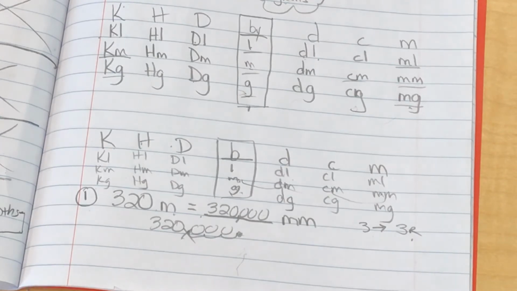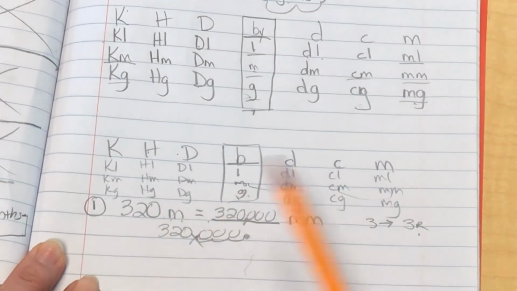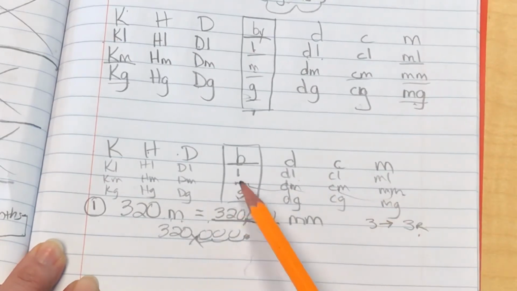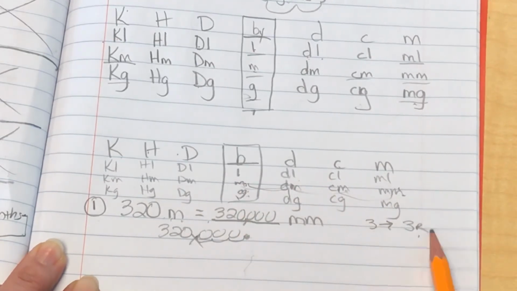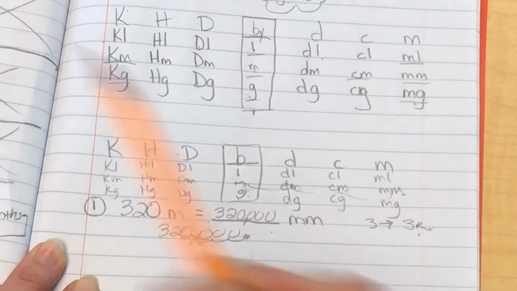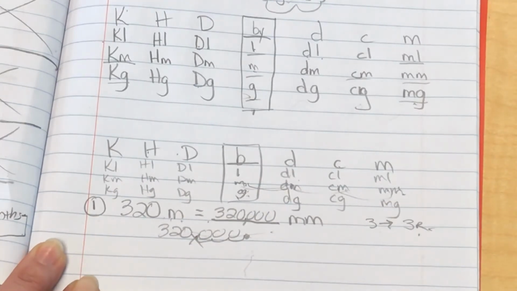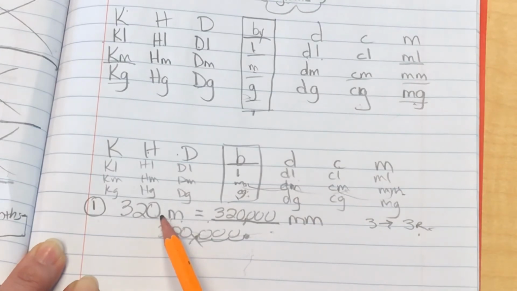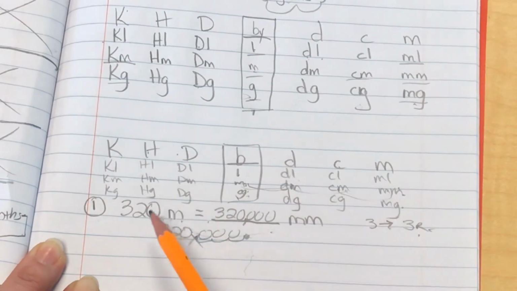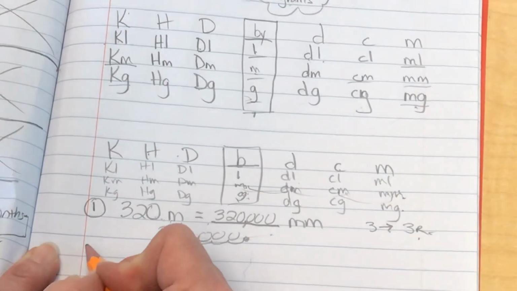Okay, so all I did was I found meters, found millimeters, jumped, wrote down how many jumps, moved my decimal point, wrote my answer. I'm converting these to a smaller unit, which means I have to have more of them. Okay, let's try another one.